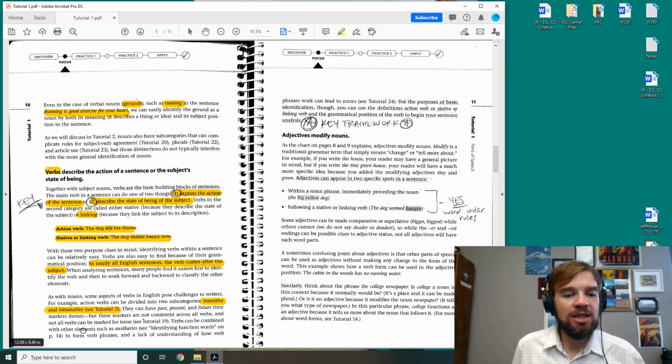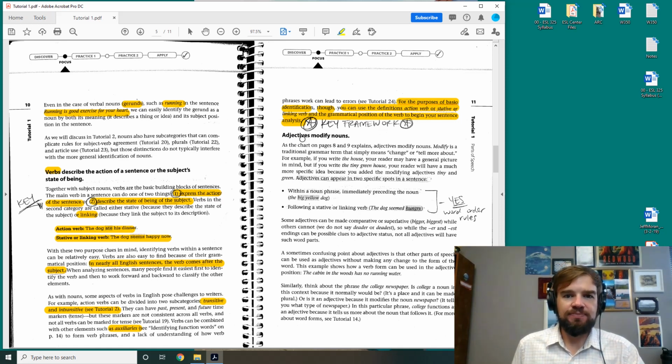Verbs can be combined with other elements, such as auxiliaries, to form verb phrases, and a lack of understanding of how verb phrases work can lead to errors. See tutorial 24. But for now, for tutorial 1, tutorial 2, the beginning of this class, for the purposes of basic identification, you can use the definitions action verb and stative or linking verb and the grammatical position to begin your sentence analysis, and that's where we're going to start for now.